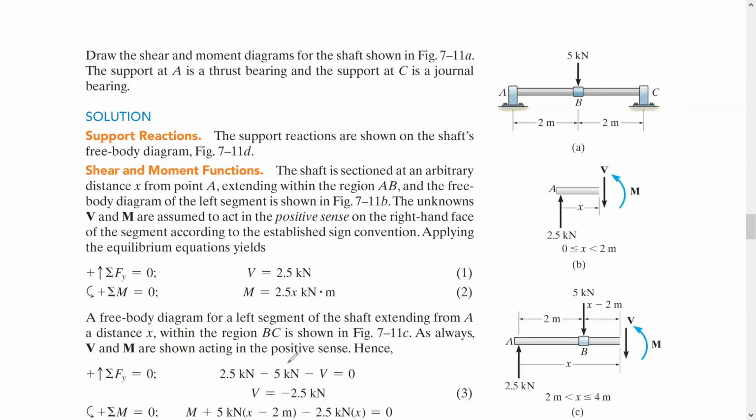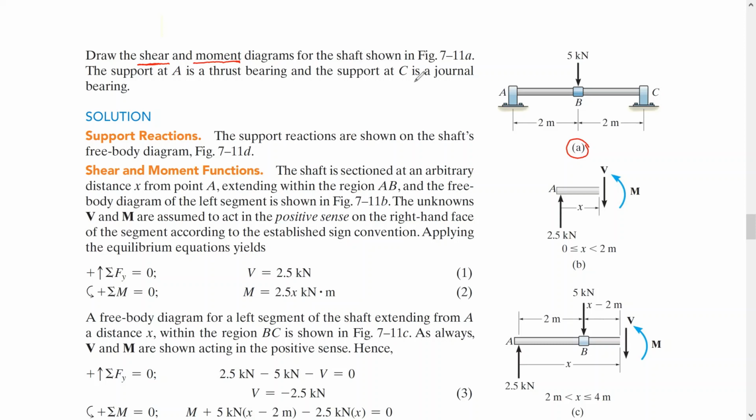So in this example we need to draw the shear and bending moment diagrams for the shaft shown in this figure. The support at A is a thrust bearing and the support at C is a journal bearing.